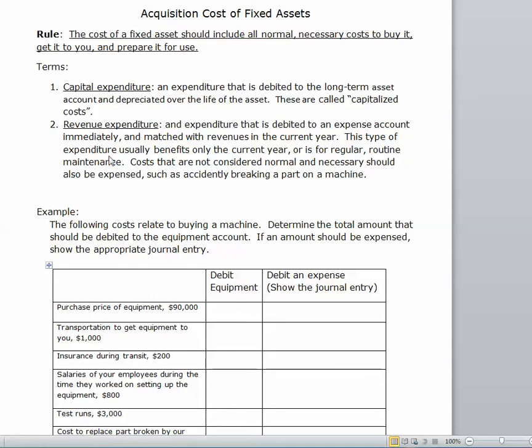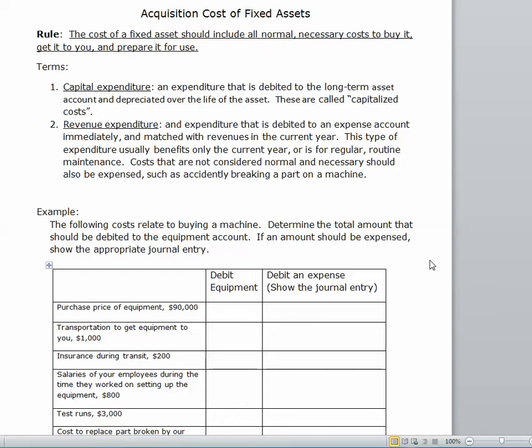So this type of a cost usually only benefits the current year, not the entire life of the asset. Or it's something that's going to have to be redone regularly, like routine maintenance. You do it over and over and over the course of the asset's life. Also, costs that are not considered normal or necessary should be expensed right away, such as accidentally breaking a part on a machine. So something that shouldn't have happened or could have been avoided, those things will not be capitalized. They'll be expensed right when they happen.